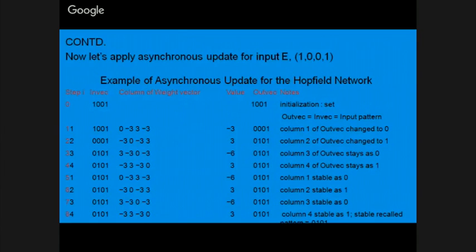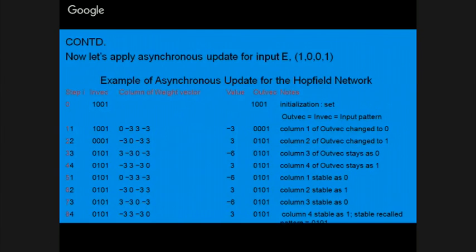Now this input vector is applied to the second column of the weight matrix, which is -3, 0, -3, 3. When we find the dot product, it is going to be 3. So when we apply the activation function, the output of the second neuron is going to be 1. So now the output vector at this moment is 0, 1, 0, 1. This becomes the input vector in the next step.